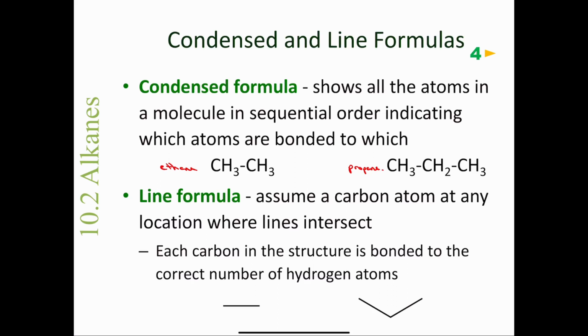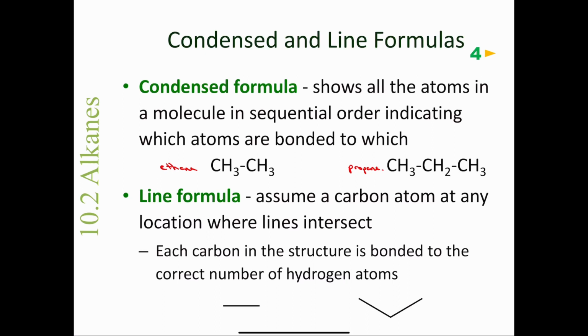The simplest representation of a molecule and the most powerful way to represent an organic molecule is using what's called the line formula, or some books call it the bond line formula. In the line formula, we assume that there is a carbon atom at any location where two or more lines intersect. We also assume that there is a CH3, or what we call a methyl group, at the end of any line, and that each carbon in the structure is bonded to the correct number of hydrogen atoms. Remember the rule: carbon always has 4 bonds.